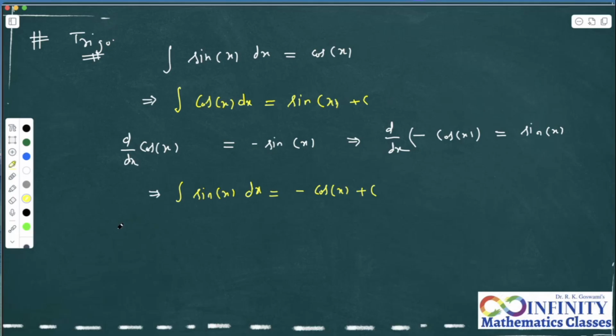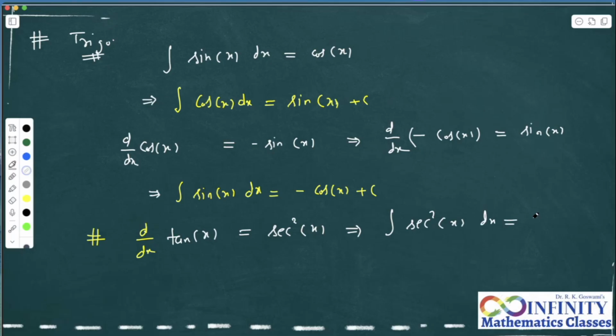Now I know the next question, sorry. After sine and cos, we know about tan and cotangent. Let us just talk about that. What is the derivative of tan x? Secant square x. Perfectly okay. So what is going to be the integration of secant square x? Tan x. Perfectly okay.